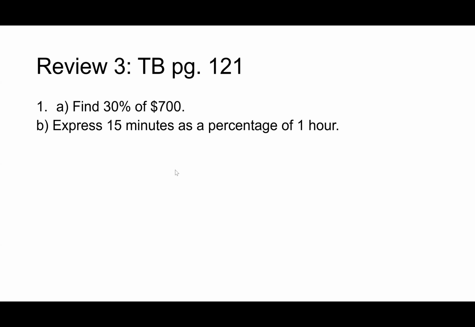All right. So the first problem says find 30% of $700. And then B is express 15 minutes as a percentage of 1 hour. So let's go ahead and make sure we have a couple sections here. You can divide your slide up into two because these are two completely different problems. Find 30% of 700. How are we going to do that? Okay, tell me how to set it up, Mateo.